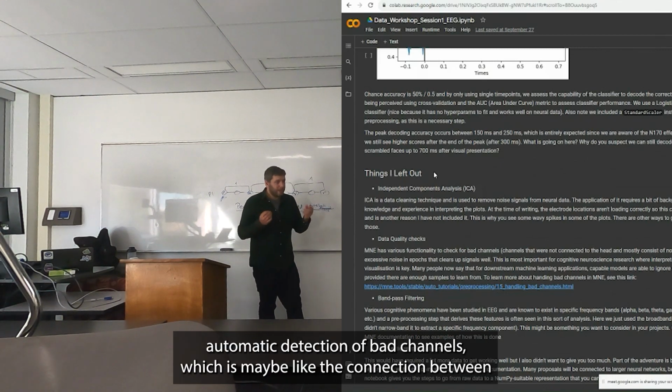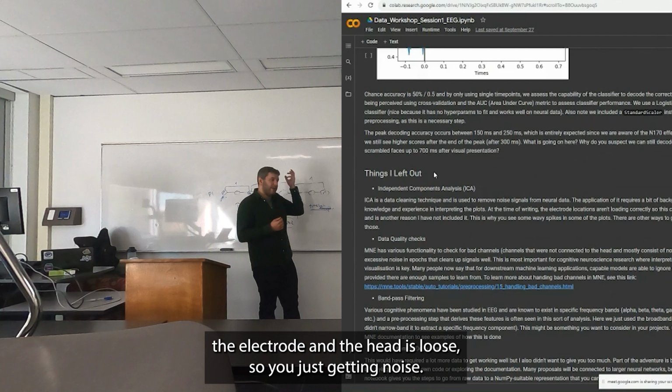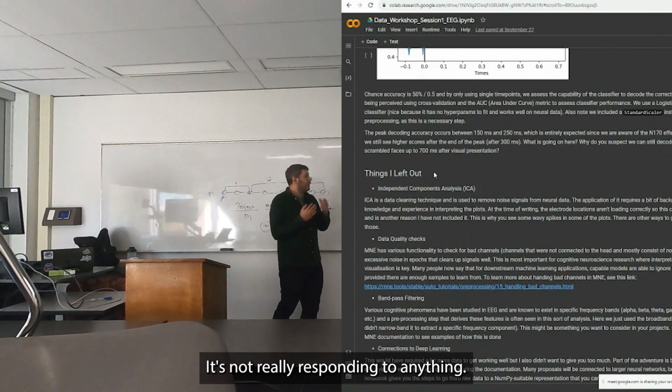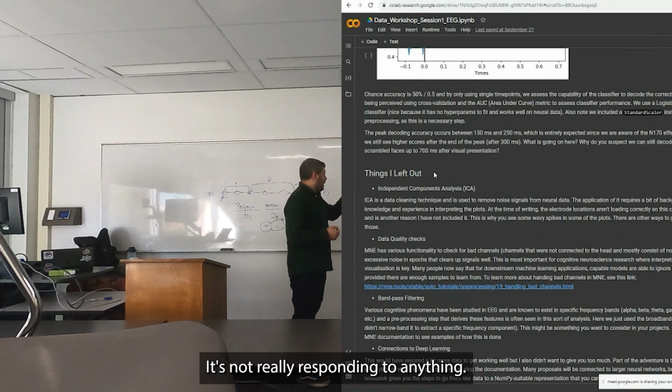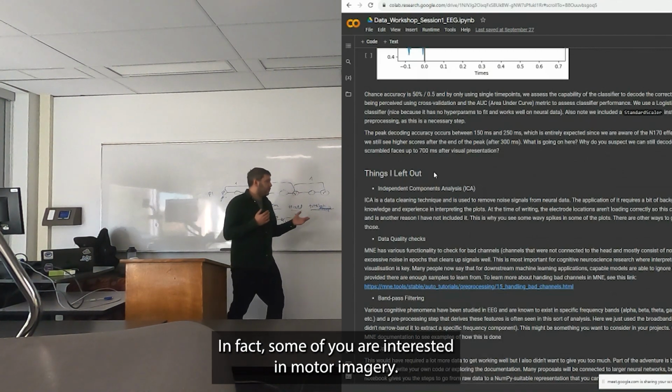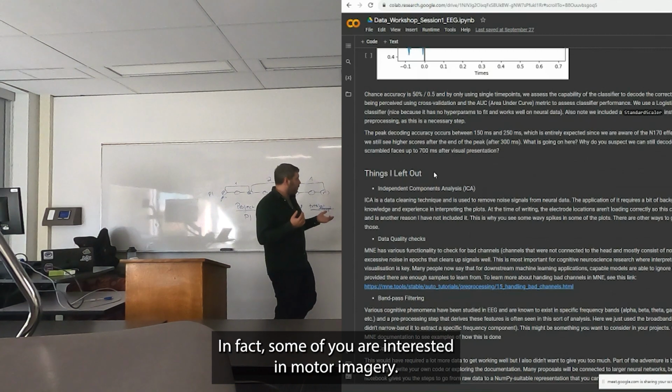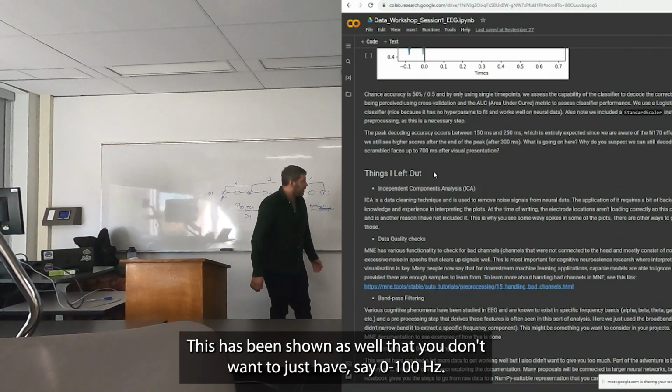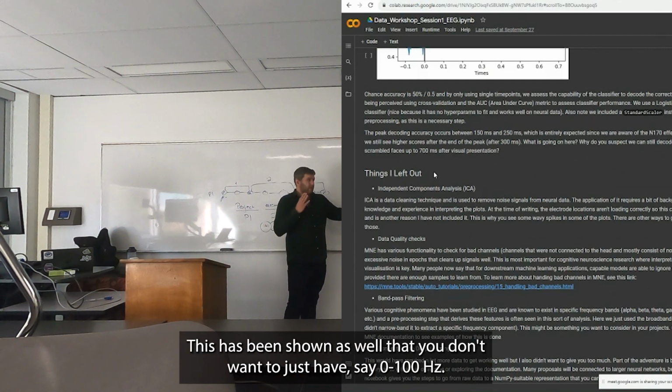You can run automatic detections for bad channels, where maybe the connection between the electrode and the head is loose, so you're just getting noise and it's not really responding to anything. People also do a lot of bandpass filtering, so for specific cognitive effects, or for motor imagery, this has been shown as well, you don't want to just have, say, 0 to 100 hertz.